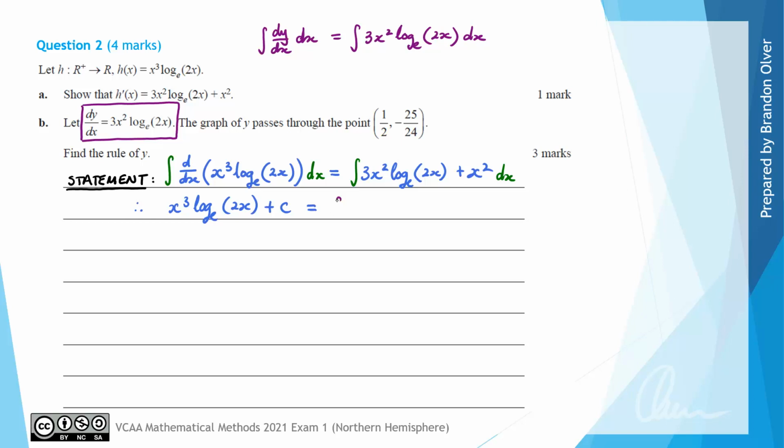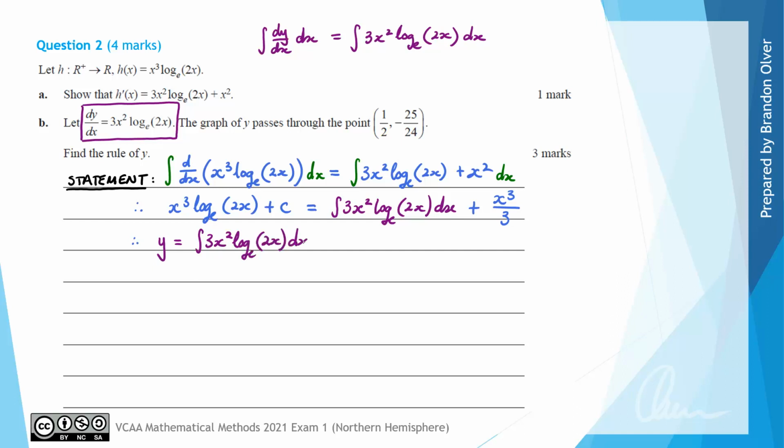So the first integral, which I'm going to put in purple because it matches what we want, is going to be 3x squared log e of 2x dx. And then we're also going to have plus the integral of x squared dx, which is actually x cubed on 3. So now our job is just to get that purple integral by itself, because that's what we know y is equal to.